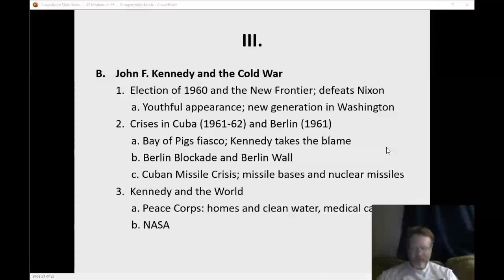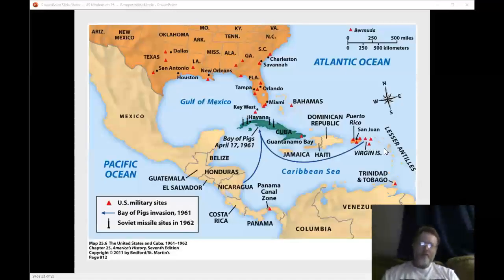So, the last thing we'll look at here is the map. Bay of Pigs fiasco here, Cuban Missile Crisis. The Soviet missile sites, you see them here. Could you imagine if they had managed to emplace nuclear missiles right here? The entire southern U.S. could have been saturated with nuclear missiles in a matter of minutes. It would have been exactly the same as the Soviets literally holding a loaded gun to our head. It would have been crazy, the power the Soviets would have had.